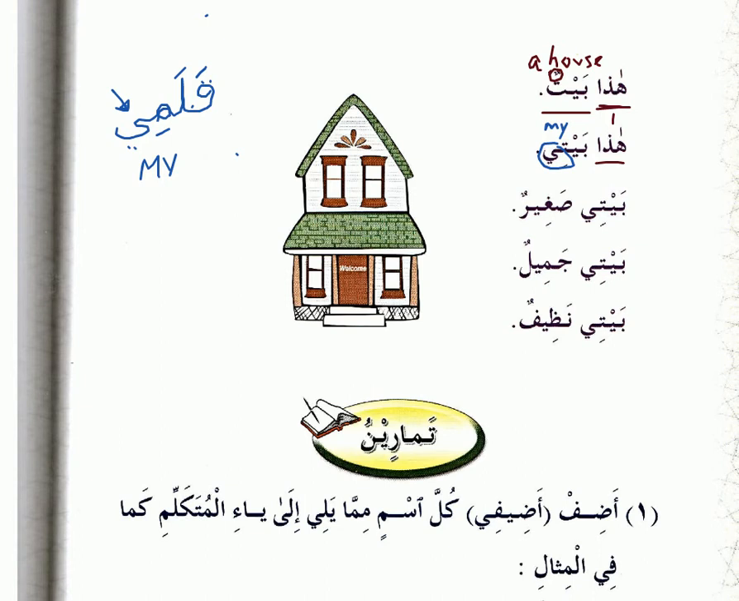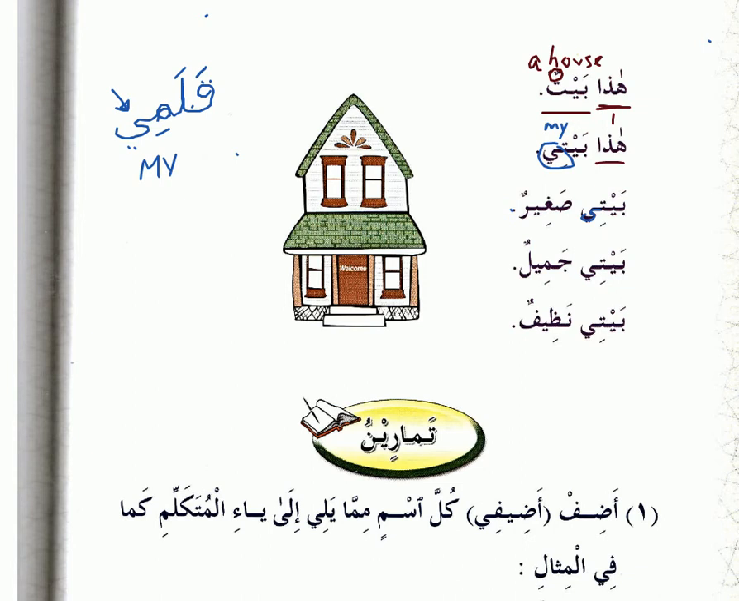So let's look at the next sentence. Bayti sagiran. You tell me, what is bayti? Bayti with this ya at the end. My house. Good. And then you have the next word after it, sagiran. Do you know what that means? Sagiran means small. So bayti means my house, and sagiran means small. In total, the sentence is my house small.